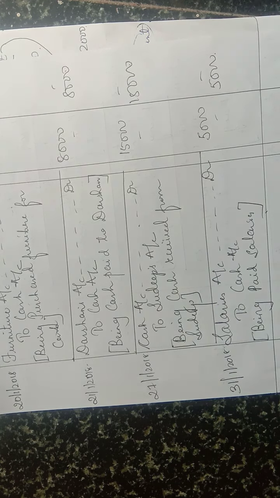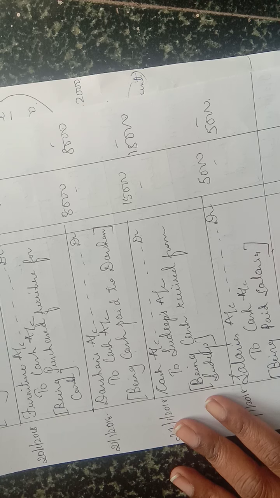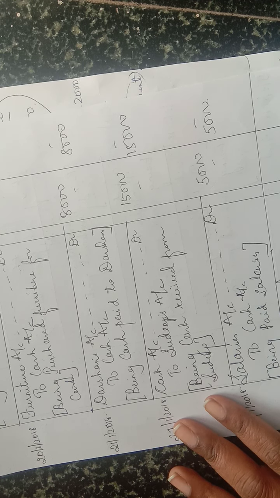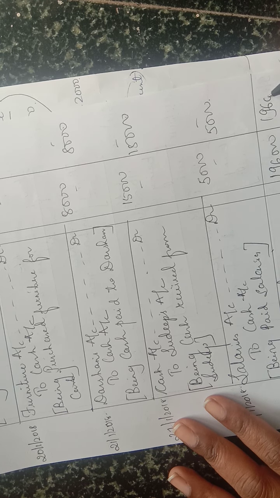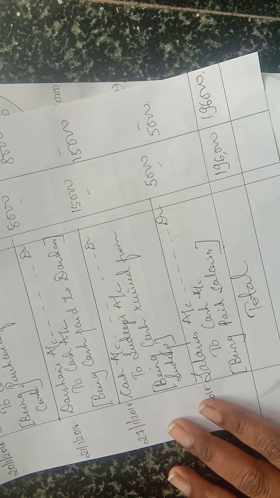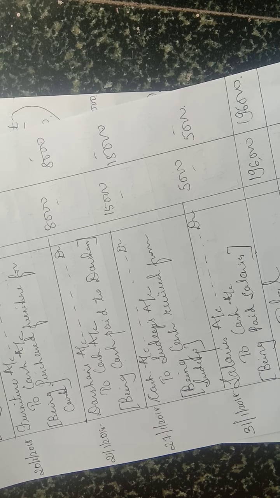If you don't total, 1 mark cut. Okay, so all side total will be same, 1,96,000. Here also 1,96,000. Right, so like this 12 mark problem will come in exam.